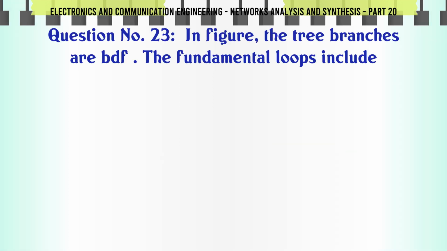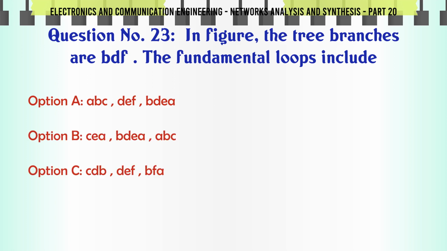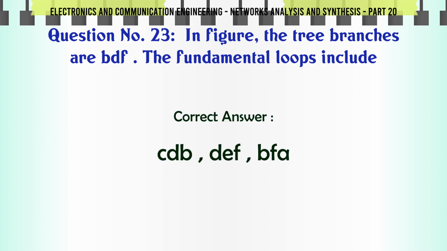In the figure, the tree branches are BDF. The fundamental loops include A. ABC definite body, B. Say body ABC, C. CDB definite BFA, D. Update definite CDB. The correct answer is CDB definite BFA.